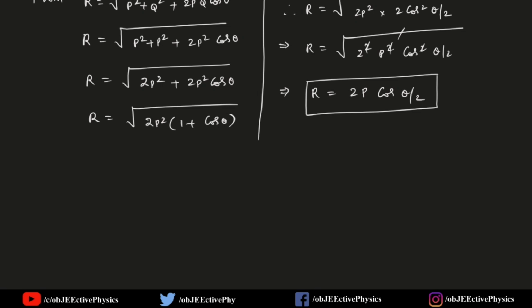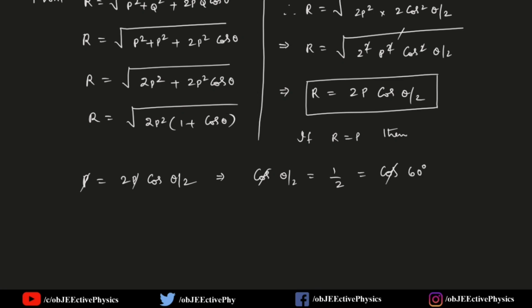If R is equal to P, then see, P is equal to 2P cos theta by 2. P cancels both sides. So cos theta by 2 is equal to 1 by 2. So 1 by 2 can be written as cos 60 degrees. Cos 60 degrees is equal to 1 by 2. So both sides cos cancel. So theta by 2 is equal to 60 degrees, or theta is equal to 120 degrees. If modulus of P bar is equal to modulus of Q bar is equal to modulus of R bar, then the angle between P bar and Q bar is 120 degrees.